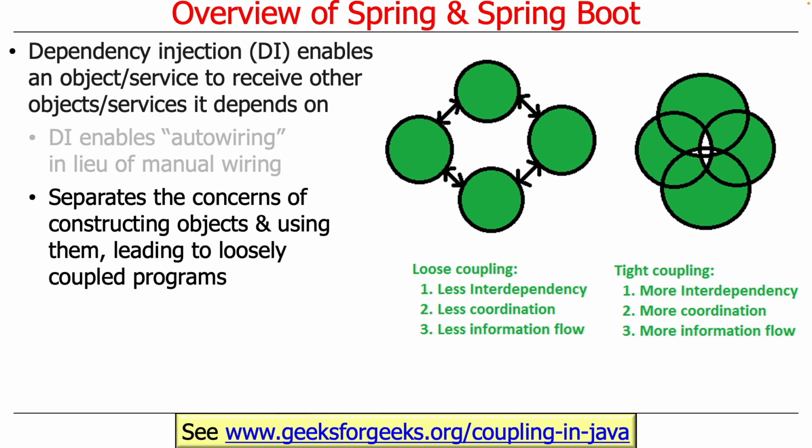The goal is to be able to have a more loosely coupled piece of software or set of software components. Loose coupling means there's less interdependency, less coordination, less information flow, and in this case, things can be done automatically, as opposed to tightly coupled, where there's lots of interdependency, lots of coordination, lots of information flow. So modern microservice-based approaches are heavily dependent on configuration and dependency injection.